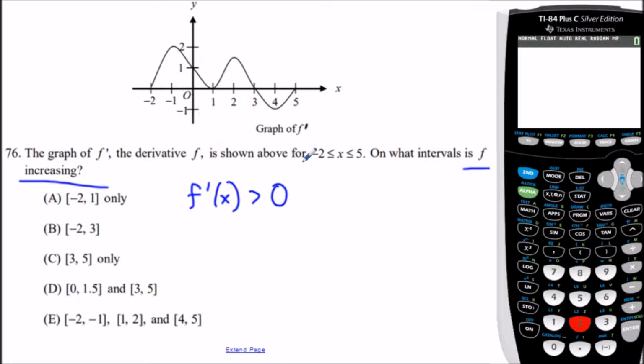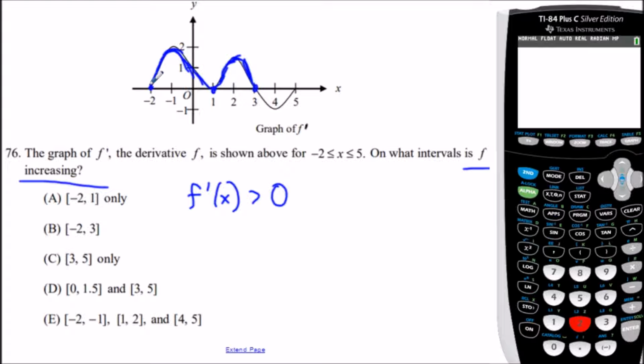For the calculator section, you don't always have to use it. Don't try to use it for every question because that might slow you down. If we're looking for where the graph of f prime is greater than 0, we're looking for the parts where the graph is above the x-axis, which is going to be in this section here, this part of the graph, and also this part over here. From 3 to 5 is no good.